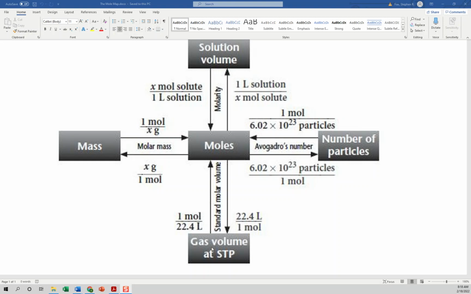Then we have 2 volume locations on our mole map, and we have to distinguish between the two. This is volume of an aqueous solution, so stuff dissolved in water, okay? And molarity is our conversion factor, okay?